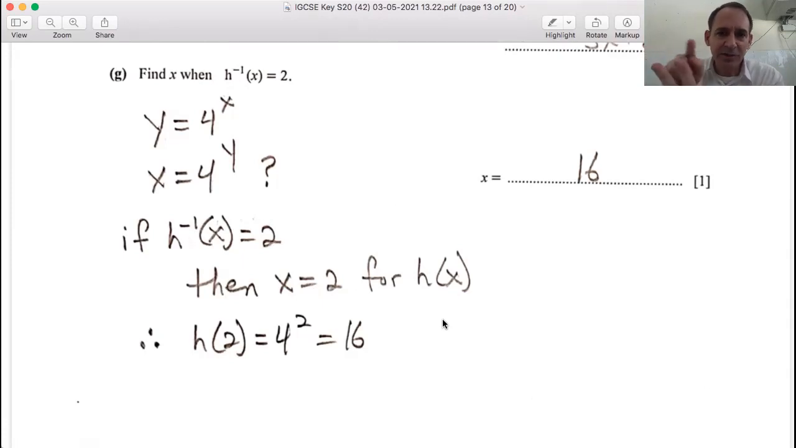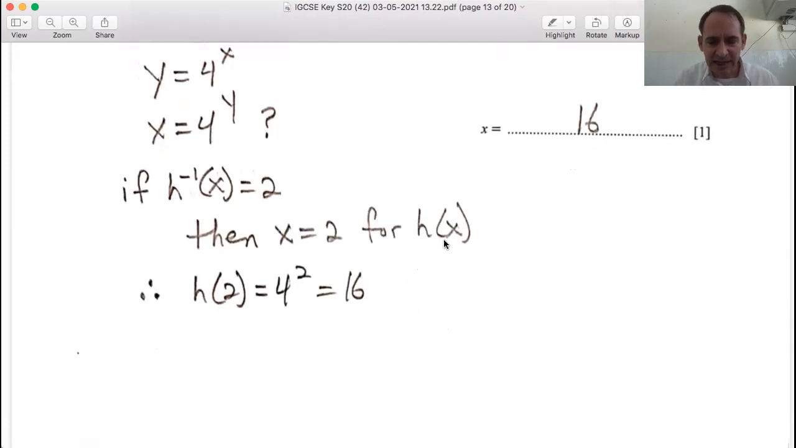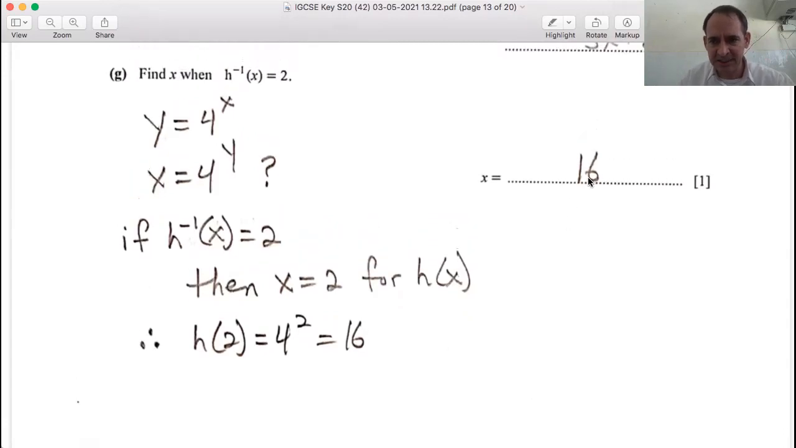So if we start with the y value, the 2 of the inverse function, then that means it is the x value of the regular function. So what we really are looking at is h of x, plugging in the 2. So h of 2 is 4 squared, which is 16.